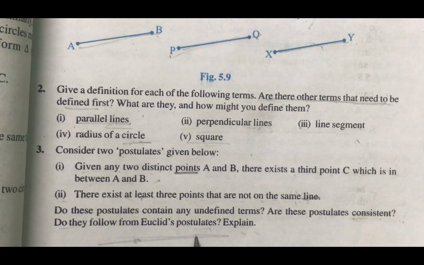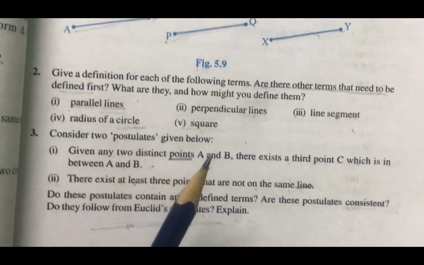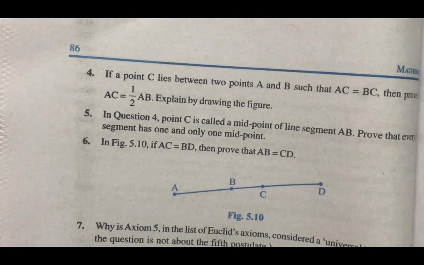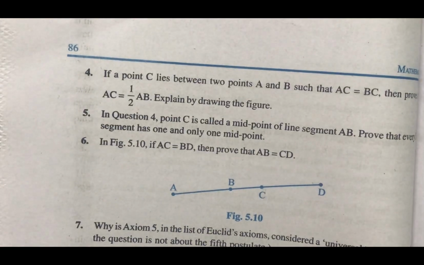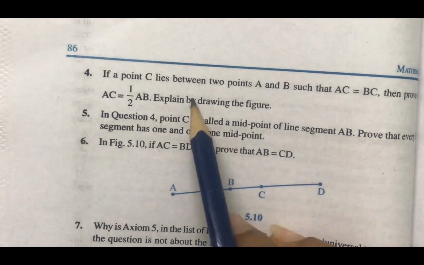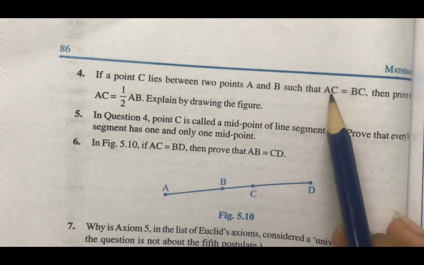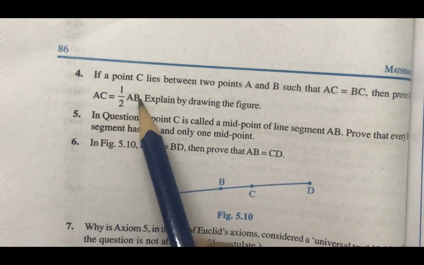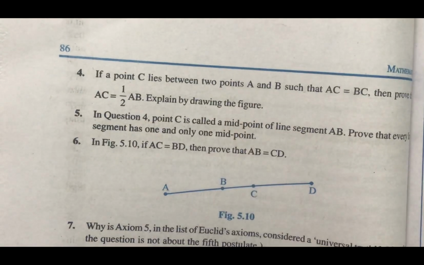Okay, if we are given 2 different points, there is a unique line that passes through them. Okay, it follows an axiom. The fourth question is, if a point C lies between 2 points A and B such that AC is equal to BC, then prove that AC is equal to half AB. Explain by drawing the figure.